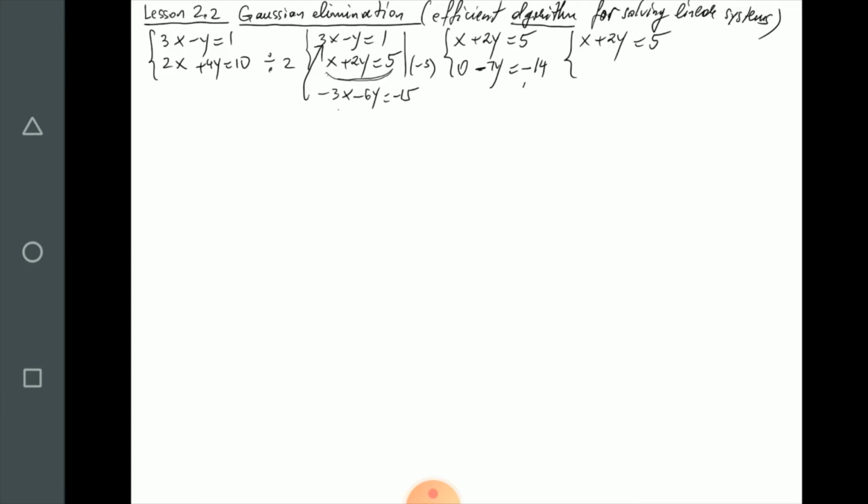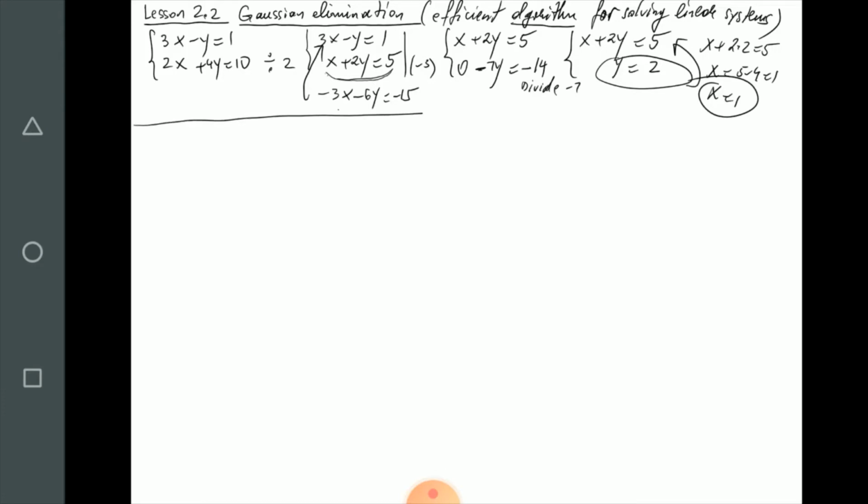Then we divide the second equation by minus 7, right? And that allows me to solve for y. So minus 14 over minus 7, that's 2. We're nearly done. Now we go back to the first equation, substitute y with 2, that gives me x equals 1, and I'm done. Okay, so we know already this stuff. What I want you to do now is to focus on how the coefficients change.